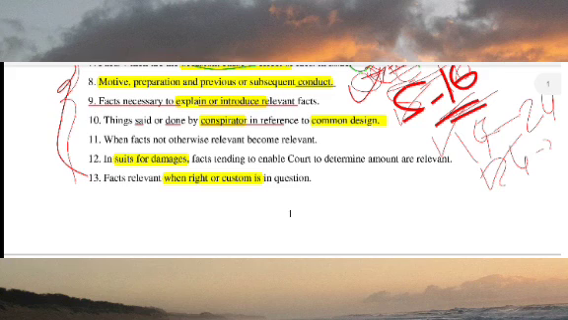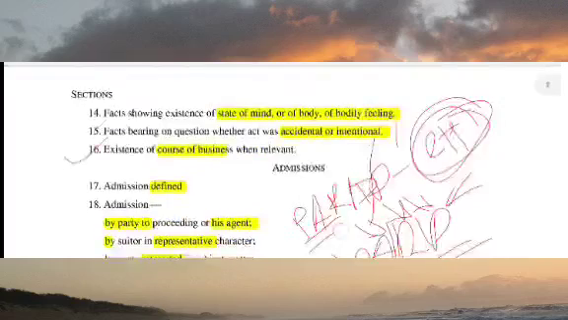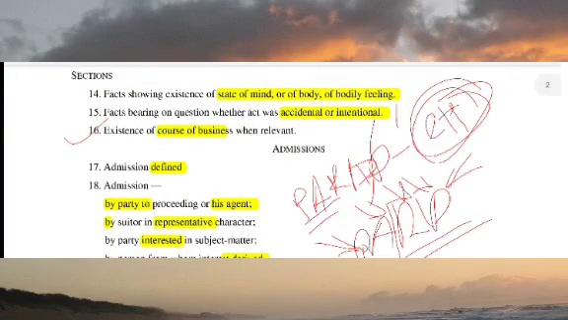Section 11 is the residuary section, deals with the plea of alibi. 12 is suit for damages. Facts tending to enable the court to determine the amount are relevant. 13 is when custom or right in custom is in question. 14 is state of mind, body or bodily feeling, which deals with knowledge, ill will, goodwill, etc. 15 is facts bearing on the question whether an act was accidental or intentional. So 15, accidental and intentional. Then 16, existence of course of business when relevant.